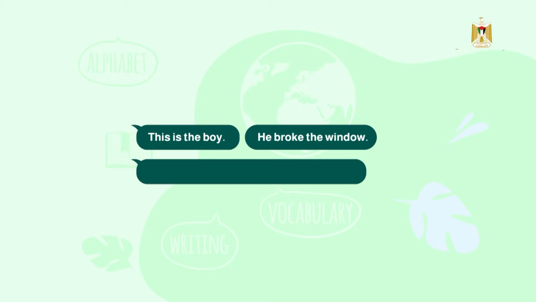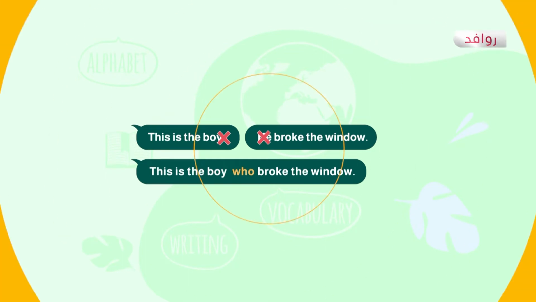We keep the first sentence as it is. This is the boy. ننقل الجملة الأولى كما هي. This is the boy. Omit the full stop. نحذف النقطة. And omit he. ونحذف أيضا he. Use who instead of them. Then complete the sentence. لتصبح الجملة هذا هو الولد الذي كسر الشباك.